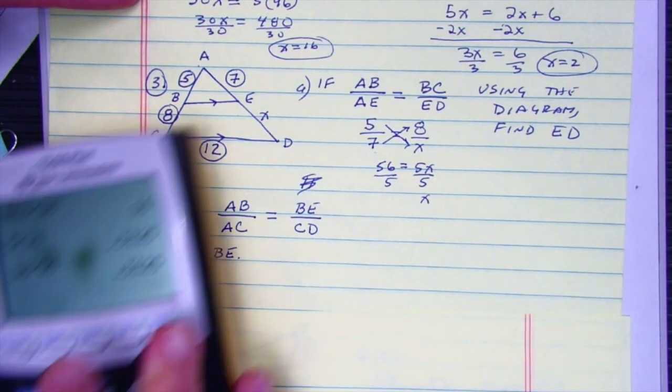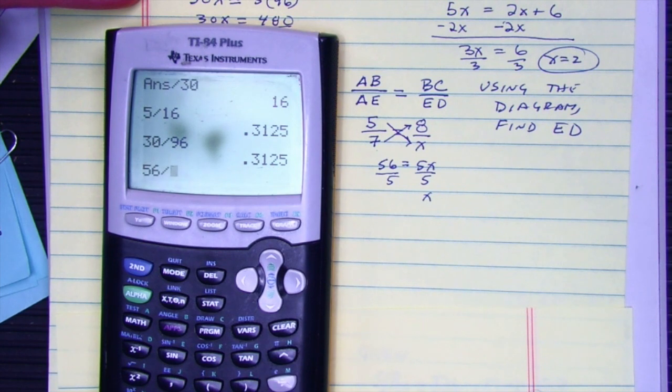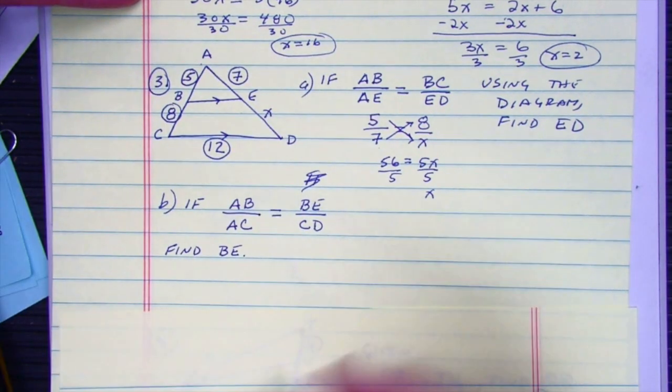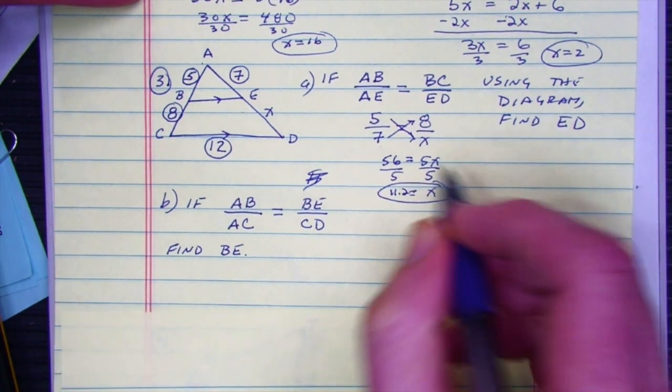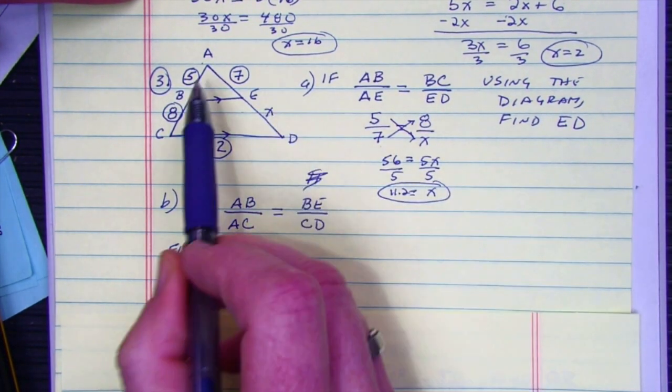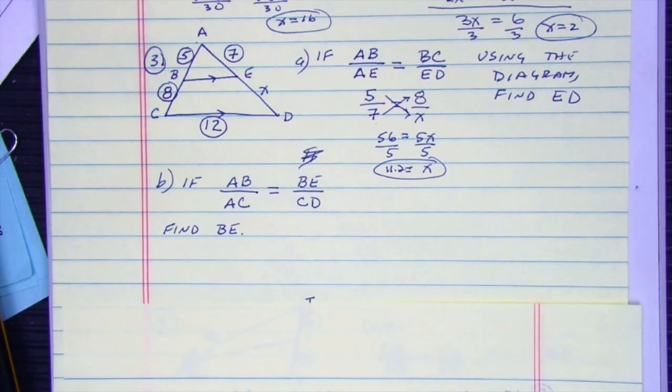And if I do 56 divided by 5, I believe that's 11.2. So if I do 56 divided by 5, I in fact get 11.2. Okay, so that length from E to D is 11.2. So 5 over 7 is the same as 8 over 11.2.